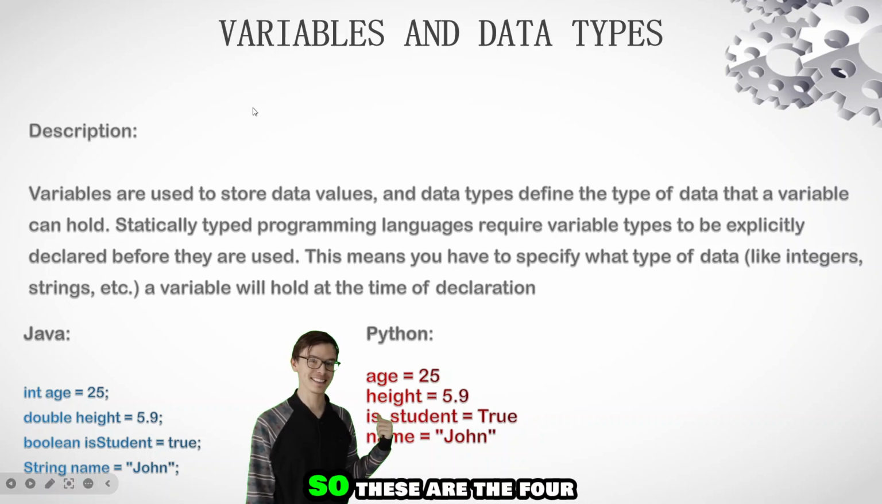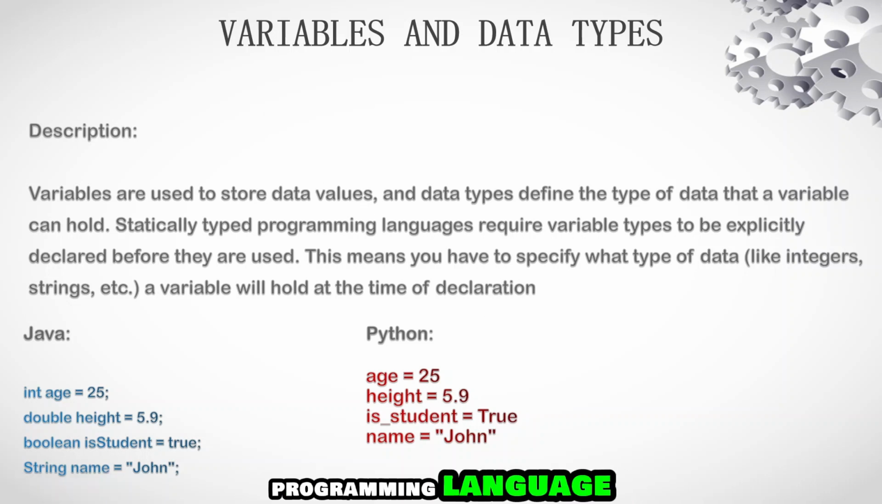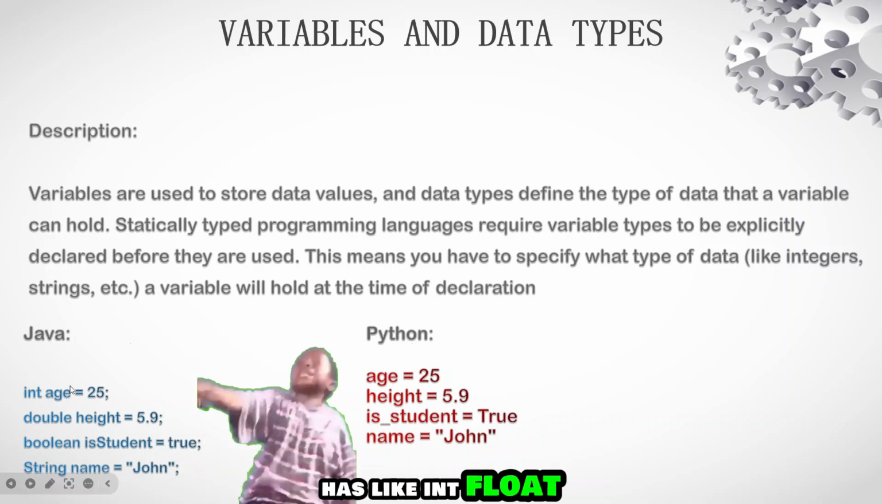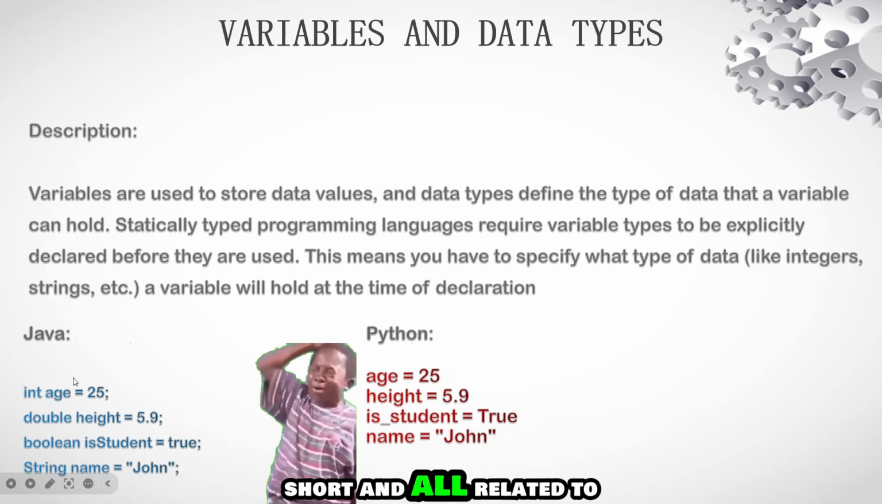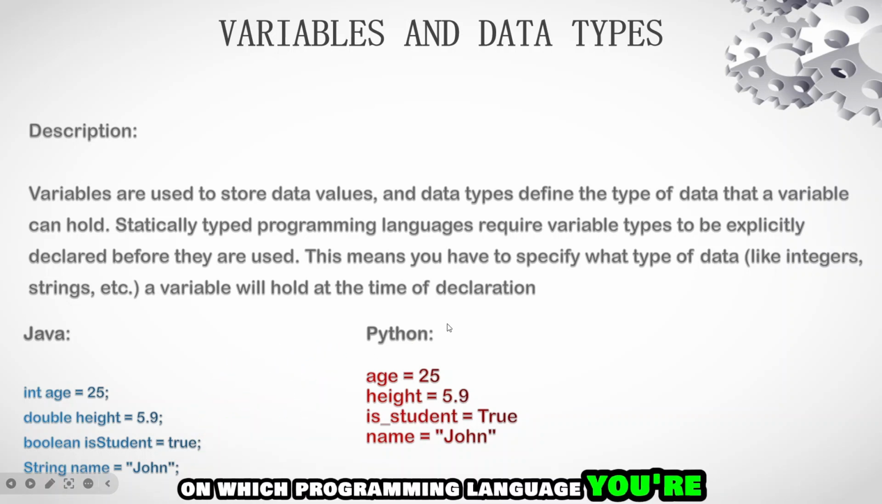So these are the four primary types, but thing is note that depending on your programming language, it might change. So Java has like int, float, double, long, short, and all are related to numbers. So it depends on which programming language you're in.